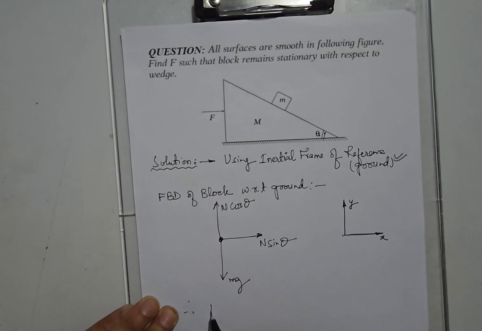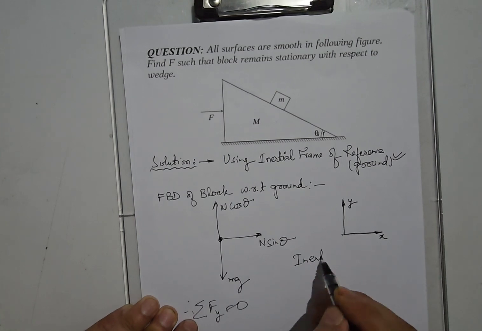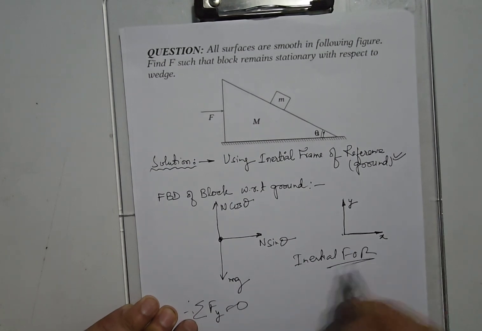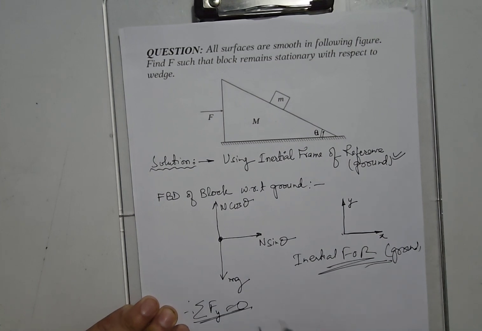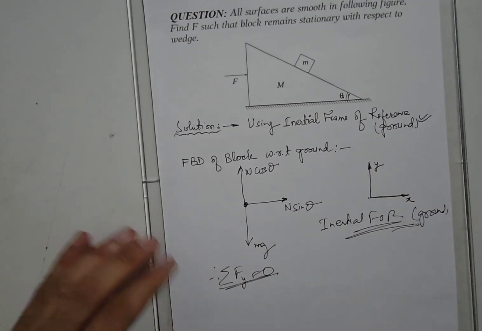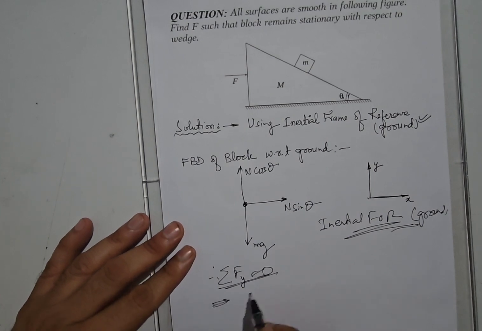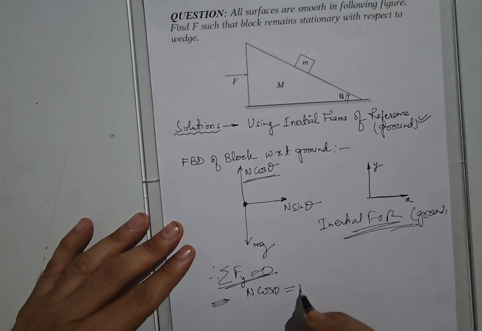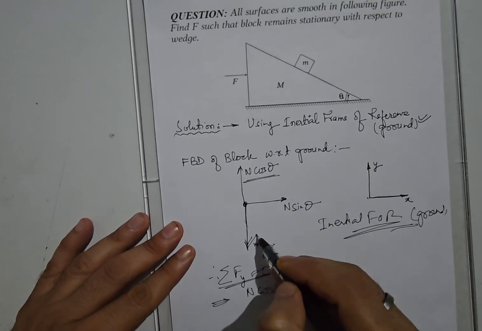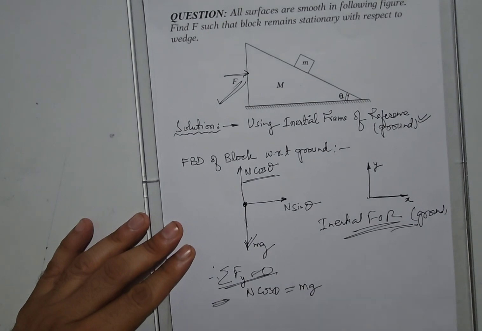So therefore you can say sigma Fy is equal to 0, because I am solving this problem using the inertial frame of reference, meaning here I am doing it with respect to the ground. Okay, so sigma Fy is equal to 0. How to solve this problem? See this, sigma Fy is equal to 0, then decomposing the forces like this. So this implies sigma Fy gives me N into cos theta because this is in the y direction. N into cos theta would be equal to m into g because this is a weight in the downward direction for this particular diagram. Okay, so this is one equation.